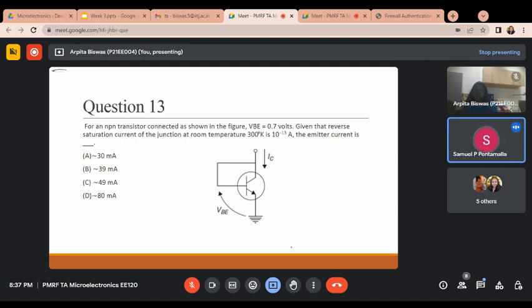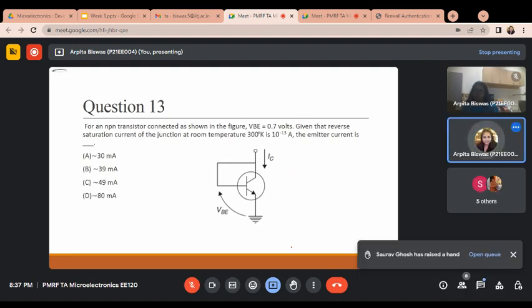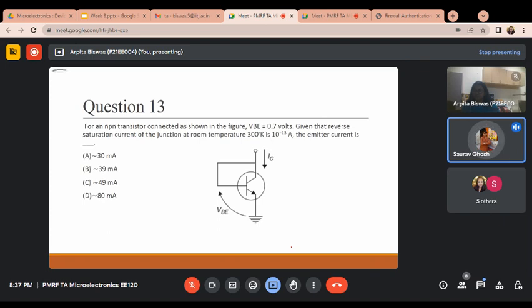This is question number 13, for an NPN transistor. Ma'am, the answer will be C, 49 milliampere. Okay. Anyone else? What is the right answer? Can you explain how you calculated? Yes, ma'am, I can explain.